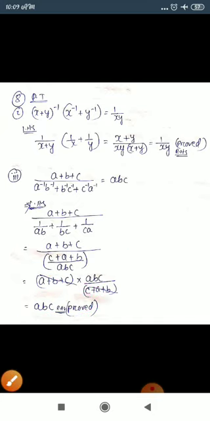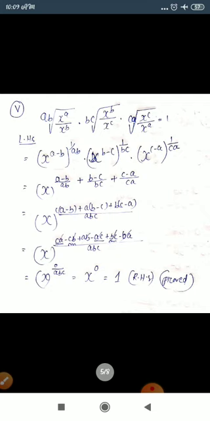Okay, now see question number 5. Okay, question number 3 we have done. Question number 4, just try to do it yourself. Question number 5, I have done it for you. (a to the power b) root of x to the power a by x to the power b, and (b to the power c) root of x to the power b by x to the power c, into (c to the power a) root of x to the power c by x to the power a, equal to 1, you have to prove.